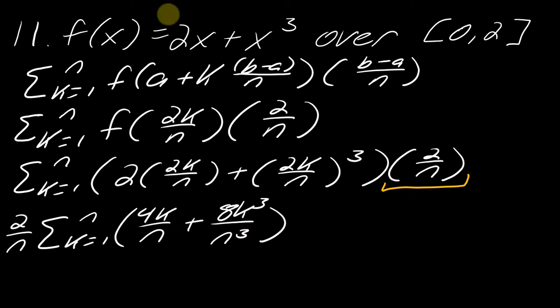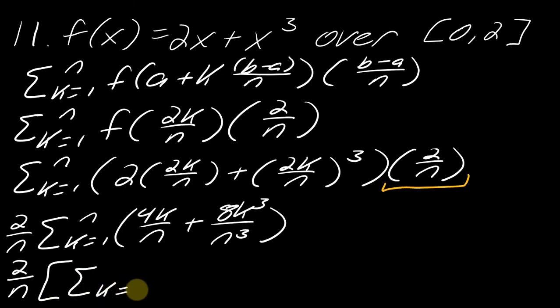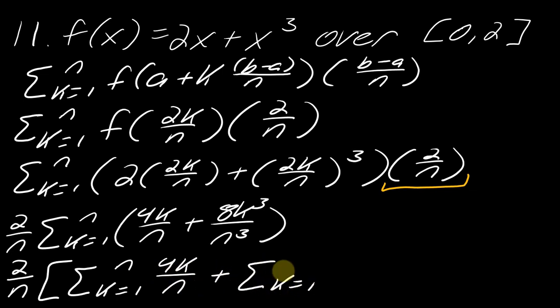So let's break this sum into 2 pieces. I've got this 2 over n out front. Let me make this a square bracket. So I'm going to break this into 2 separate sums. This is 4k over n, and then this other sum is 8k cubed over n cubed.